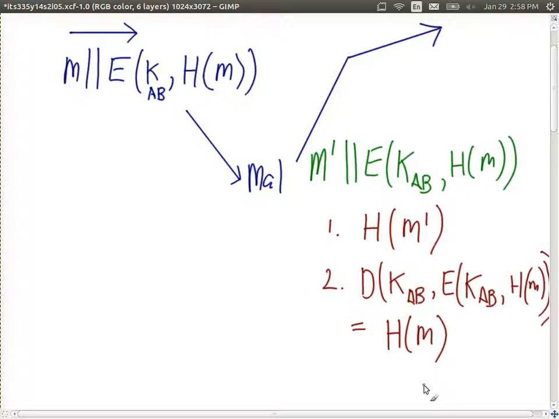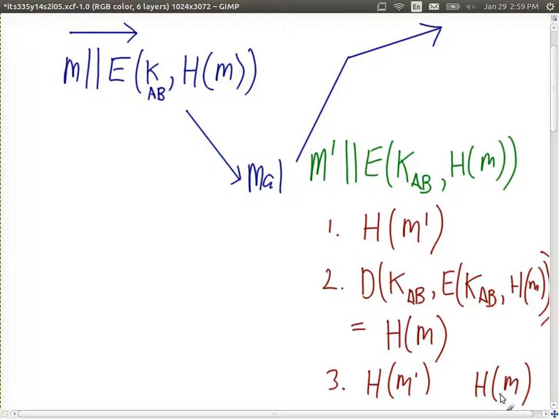So these are the two steps that B does to try and verify. First, hash the received message, H of M prime in this case. Second, decrypt the second part. And since we're encrypting and decrypting with the same key, we assume that what we'll get out when we decrypt is the correct plain text, i.e. hash of M. Step three, compare them. Compare the results of step one and two. Are they equal? Does the hash of M prime equal the hash of M?